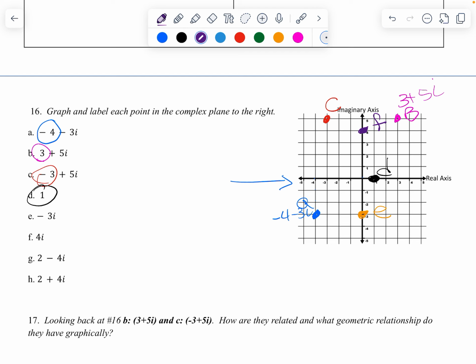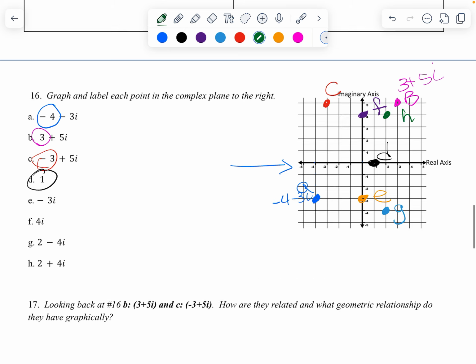And I think I'm going to have to repeat a color. So I'll repeat. Oh, I have this blue that I can do. So I'm going to go +2 and I'm going to go down 4. And that's G. And then I'll repeat. Oh, I didn't do green yet. So I go +2, but I go up 4i. And that would be H.